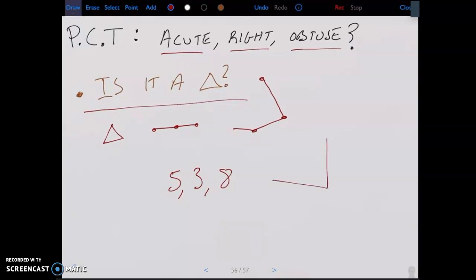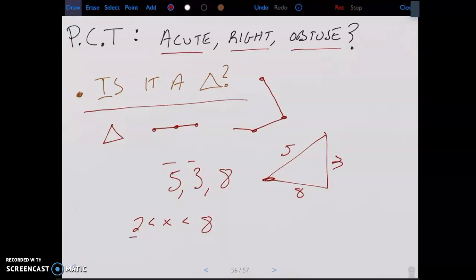So normally you just draw this, right? But it might not look like that. What I do is I pick two of the segments, and I add them together and I subtract them. I add them together and I get 8. I subtract them and I get 2. So the third segment needs to be between 8 and 2.